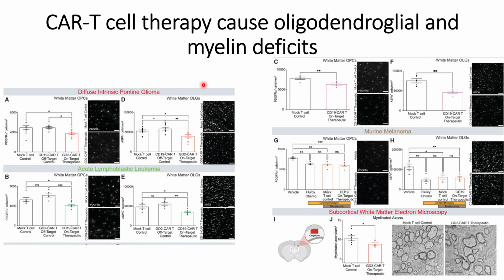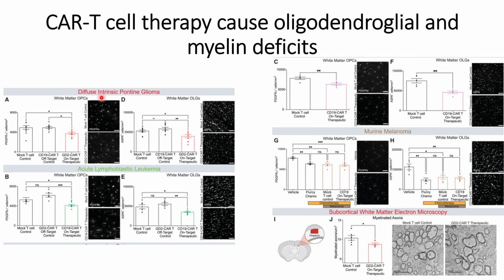Now the researchers want to find out the reason behind these white matter microglial formations. So they hypothesize that it might affect oligodendroglial formations or oligodendroglial precursor cell formations. At the same time, it will also affect these oligodendroglials. So they checked it in these different kinds of CAR T cell models that they are testing.